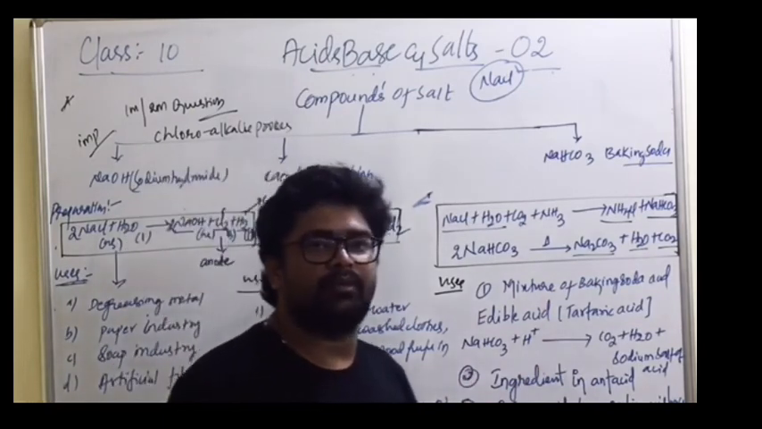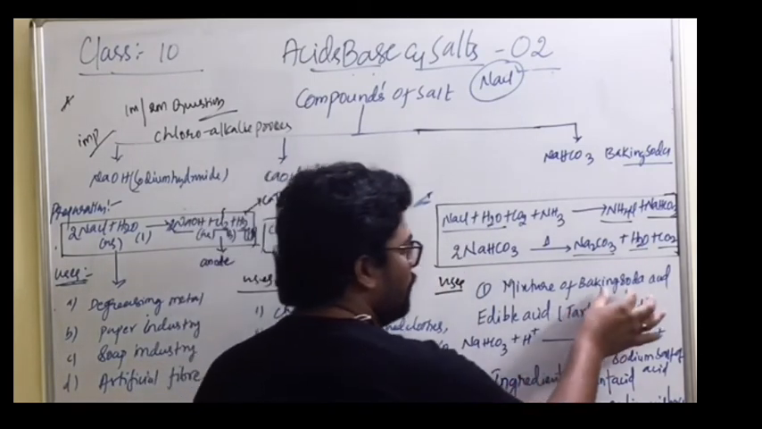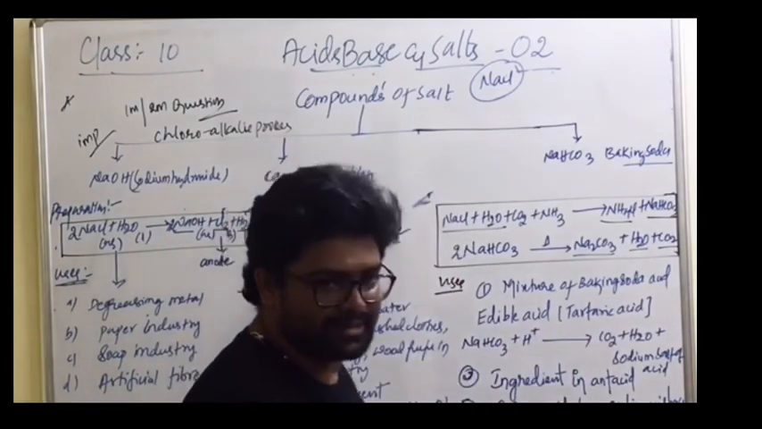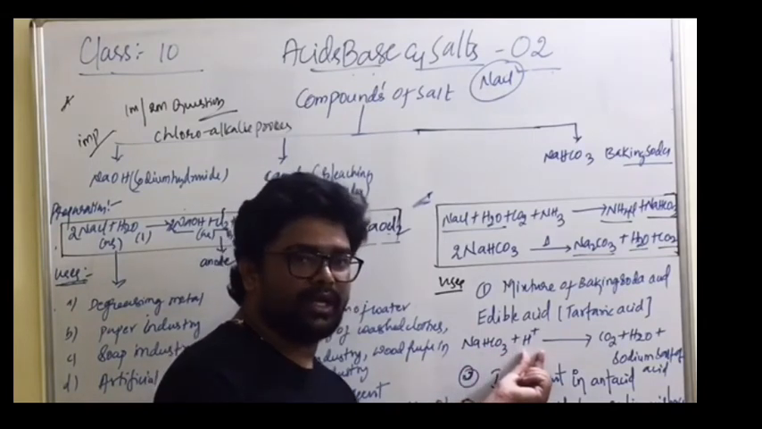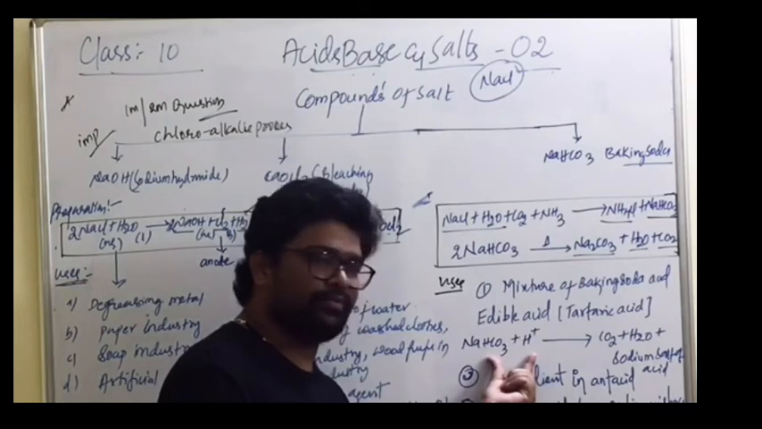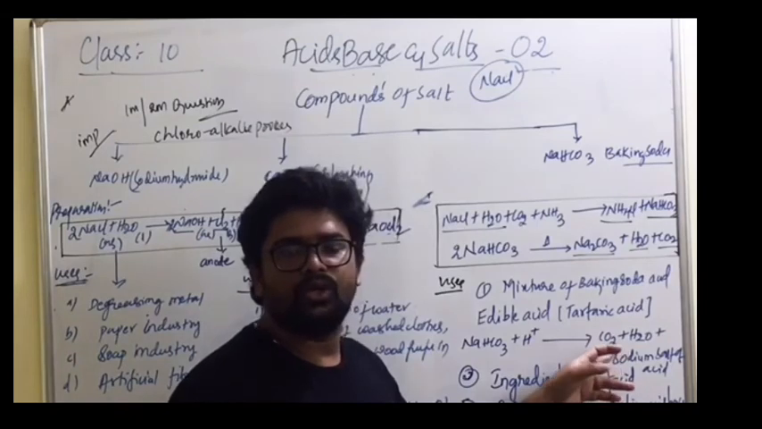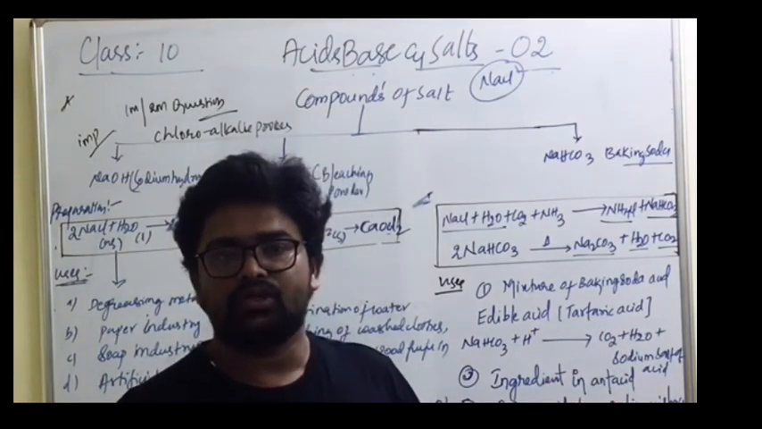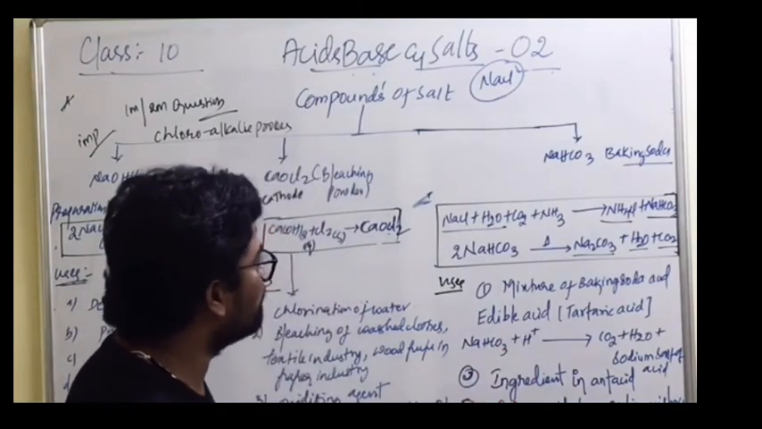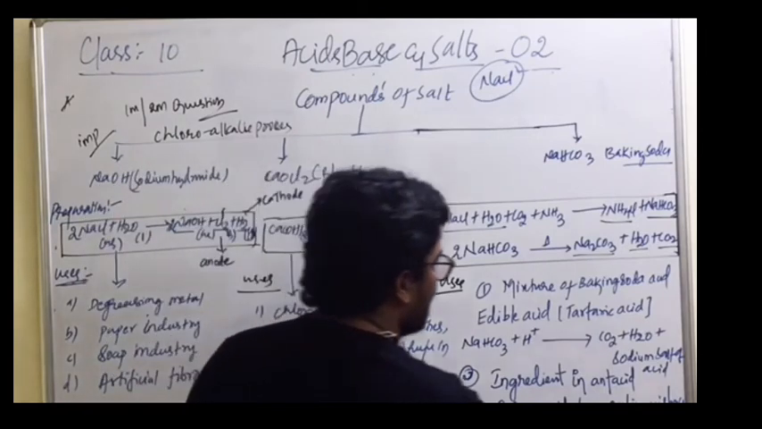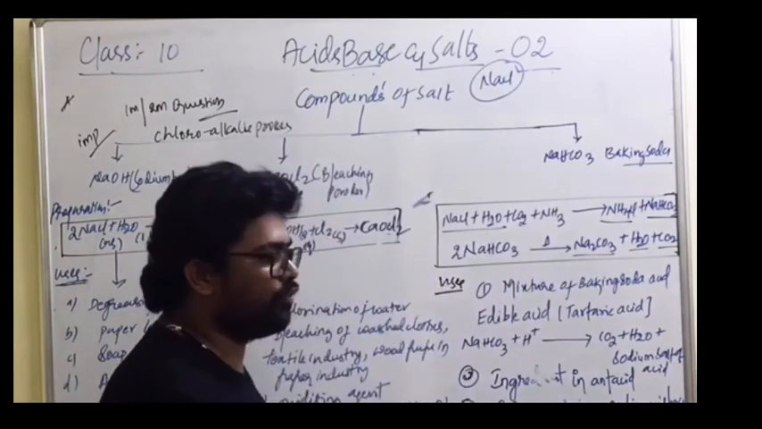It is also used in making baking powder. So what is baking powder? Baking powder is a mixture of baking soda and an edible acid called tartaric acid. When it is heated, it gives carbon dioxide gas, which makes our bread and cake soft and spongy. So this is the use of baking powder, and these are the uses of baking soda.